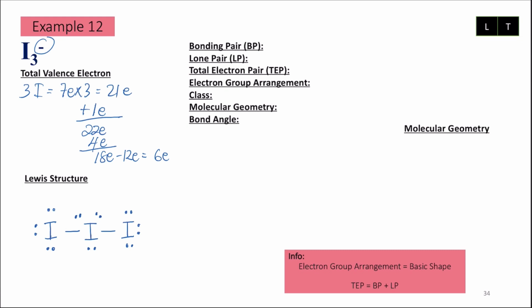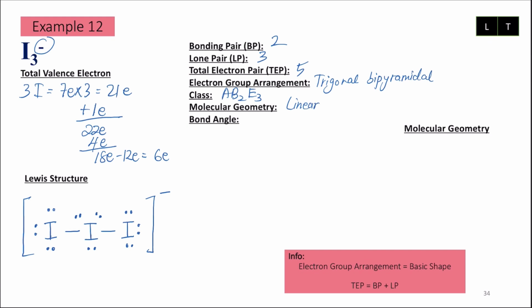So, when I want to draw my Lewis structure, don't forget this one got a charge. So, must put square bracket. Negative is our charge. Now, I'm going to determine the bonding pair around this iodine central atom. You got 2 bonding pairs and 3 lone pairs. So, 2, 3. The total will be 5. The basic shape will be trigonal bipyramidal. And then the class will be AB2E3. So, we can conclude that the molecular geometry for this class is linear, and the bond angle, only one of it, which is 180 degree.